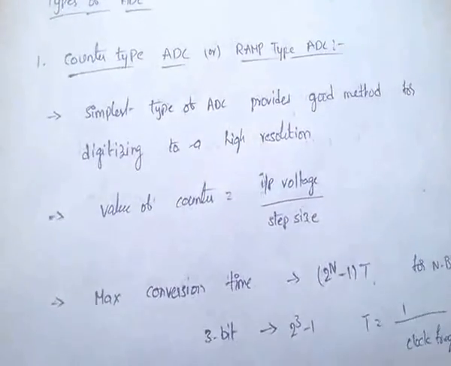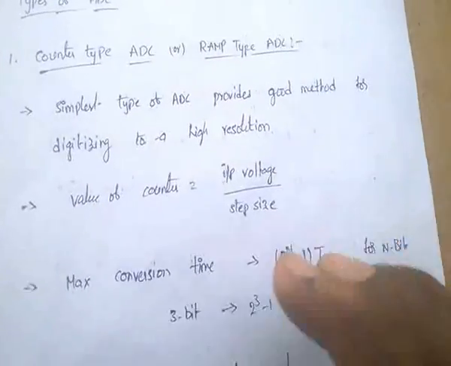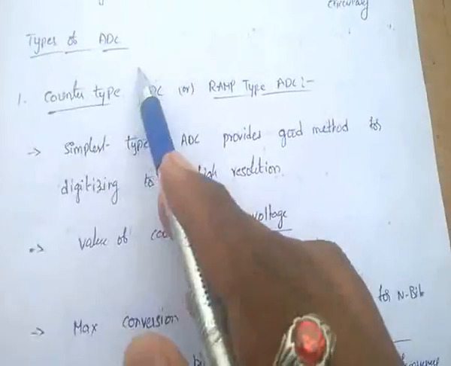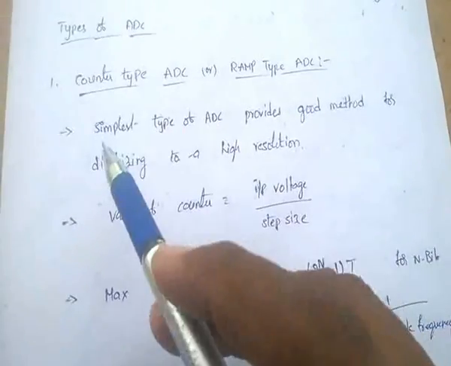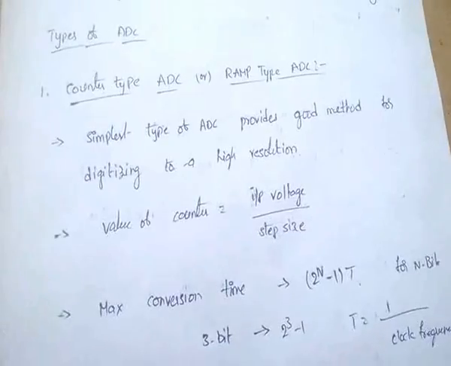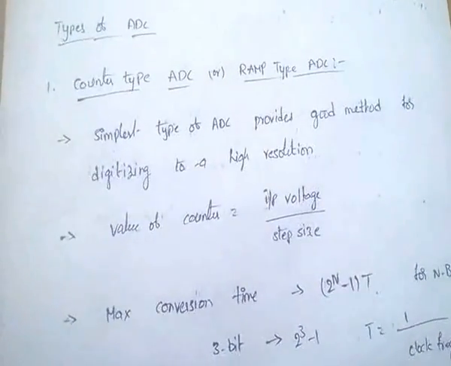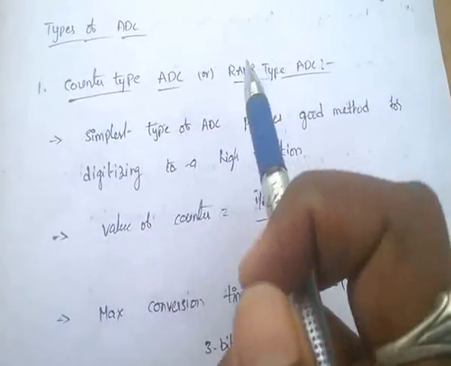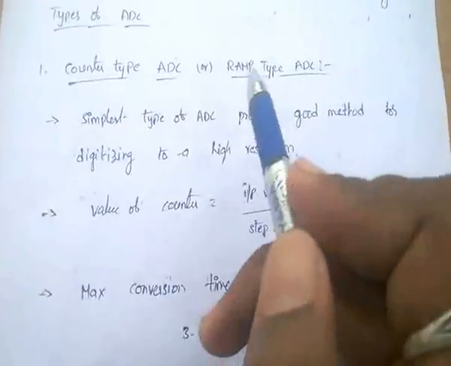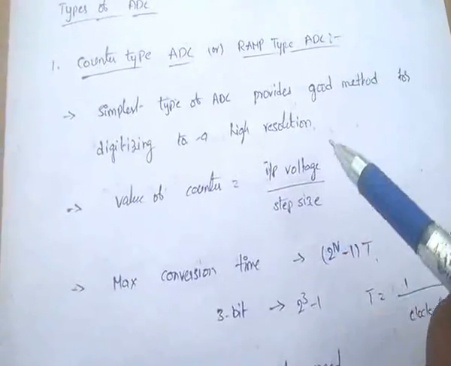Types of ADC, analog to digital converters. First one is counter type ADC or ramp type ADC. Counter type ADC or ramp type ADC is the simplest type of ADC. It is a basic type.